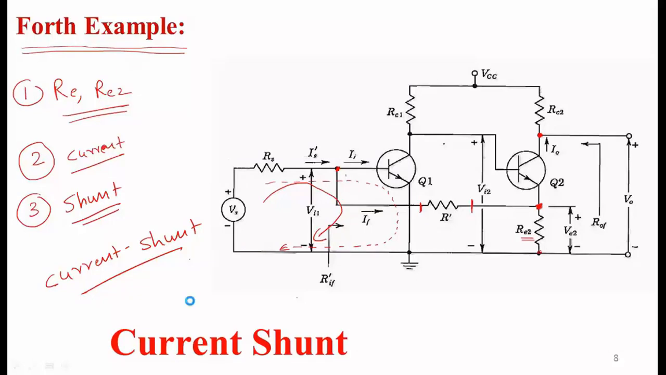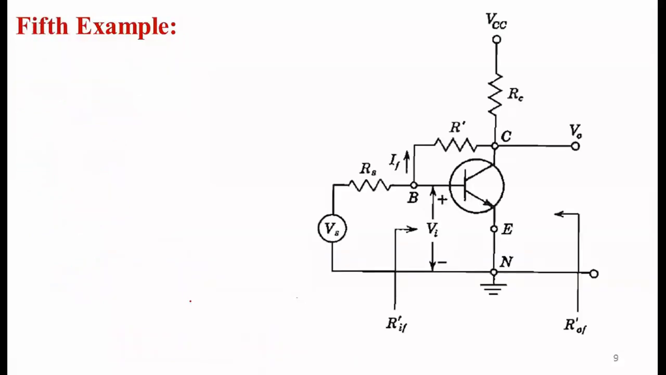Let's take one more example. Let's see which kind of connection this is. The first step is to find out the feedback component. If we observe, this is the terminal from which we are taking the output, and we can see that the R dash component is present at the output as well as the input. So we can say that R dash is the feedback component in this circuit.